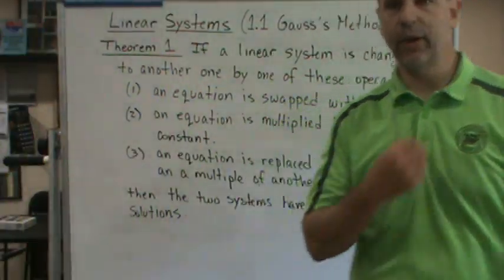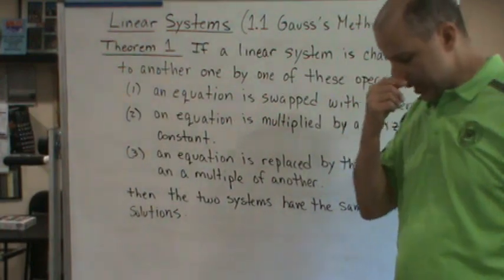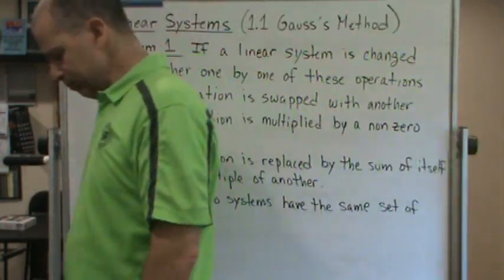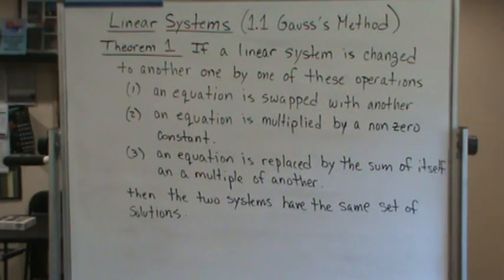Okay, so here we go. Now we're going to introduce the theorem, which is Gauss's method. And in this case, this is what is true. It says if a linear system is changed to another linear system by one of these three operations.